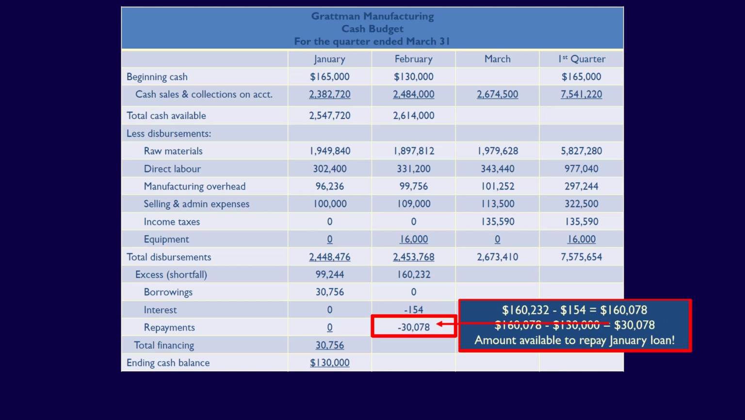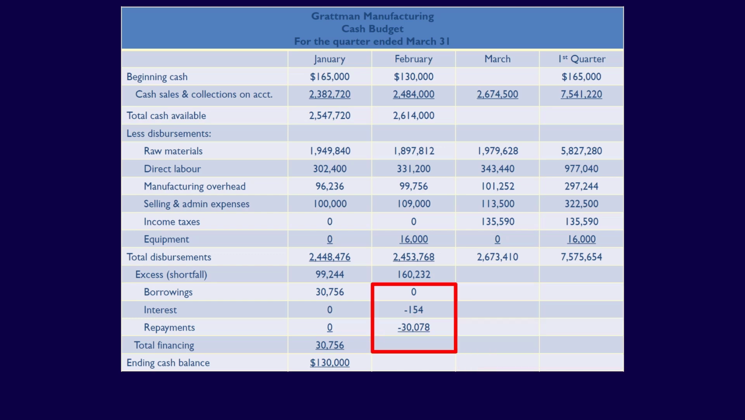The repayment is only going to be $30,078, so we place a negative $30,078 in the repayment row. Negative because it's a cash outflow for February. How much of the loan is remaining at February 28th, since we were unable to pay the full amount borrowed? If we take the amount of the loan of $30,756 and deduct the amount of repayment in February of $30,078, we see that there is $678 of the loan unpaid on February 28th. Management will have to repay this amount in the future, perhaps in March.